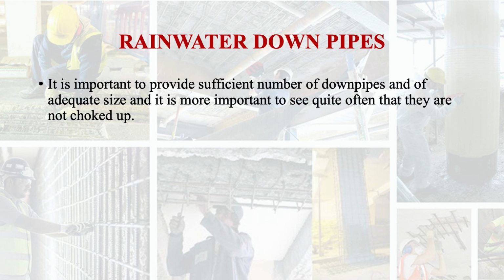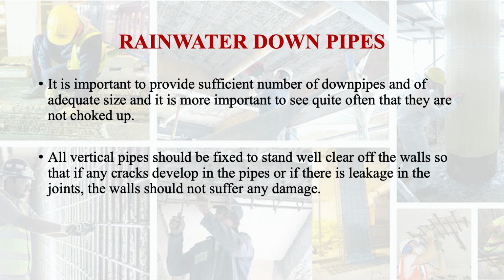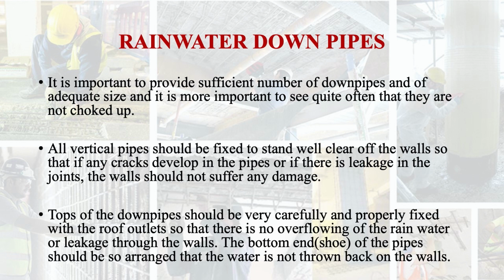It is important to provide a sufficient number of downpipes and of adequate size, and it is more important to see quite often that they are not choked up. All vertical pipes should be fixed to stand well clear of the walls, so that if any cracks develop in the pipes or if there is a leakage in the joints, the wall should not suffer any damage. The top of the downpipe should be very carefully and properly fixed with the roof outlets, so that there is no overflowing of rainwater or leakage through the walls. The bottom end of the pipe should be so arranged that the water is not thrown back on the wall.